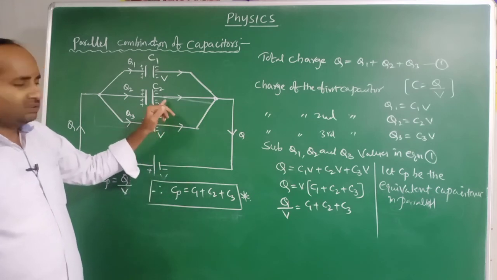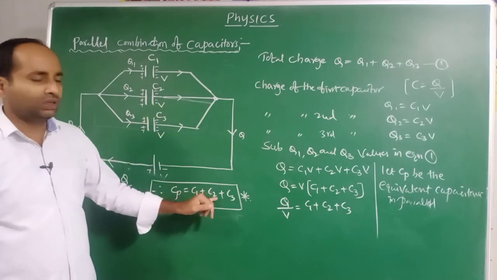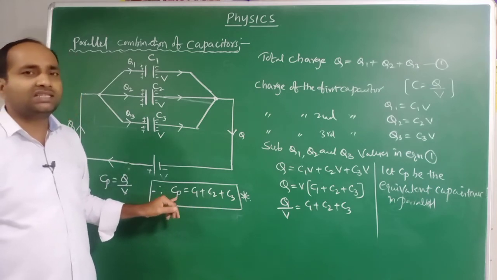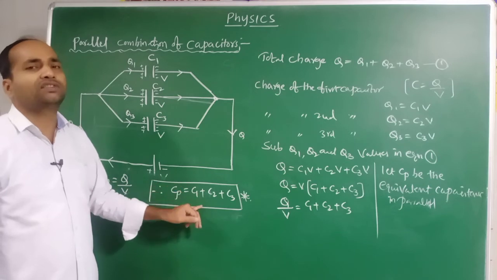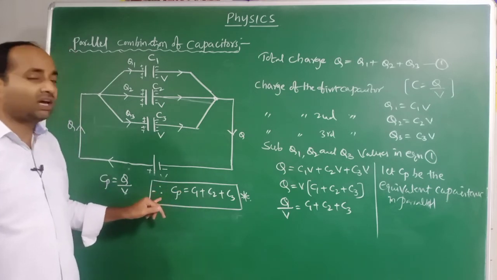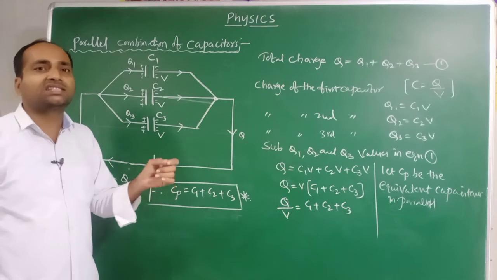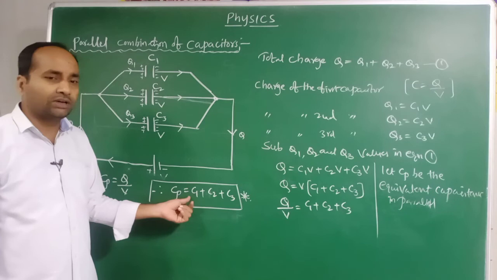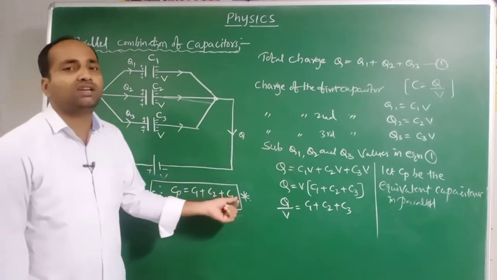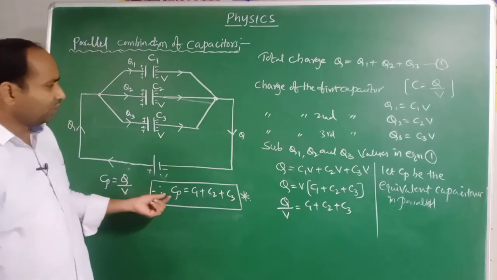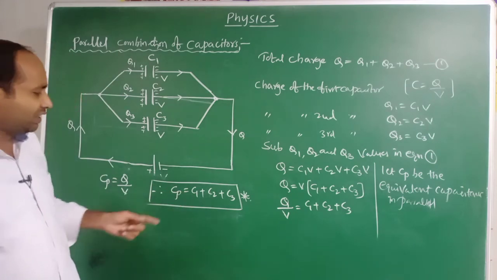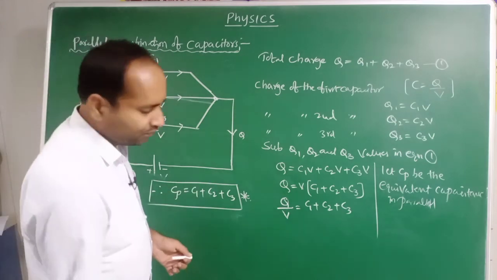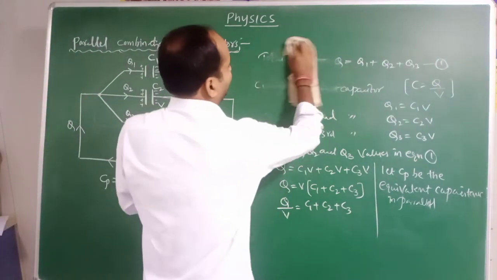And whenever the capacitors are connected in the parallel combination, the equivalent capacitance is greater than the highest value of capacitance, greater than the maximum value. In series, it is less than the least value of capacitance. In parallel combination, the equivalent capacitance is greater than the highest value of capacitance. For example, again you may take C1 is 1 microfarad, C2 is 2 microfarad and C3 is 3 microfarad. C1, C2, C3 are different values that we have taken here.